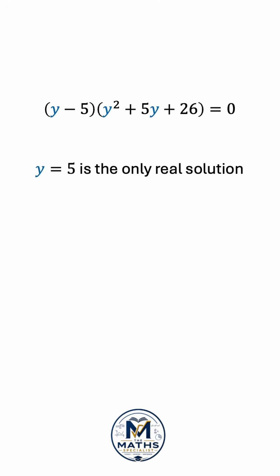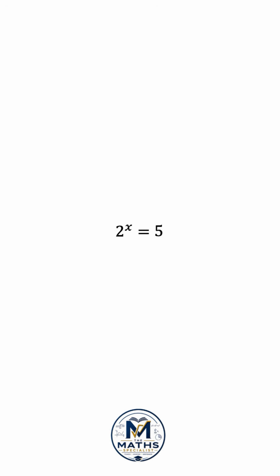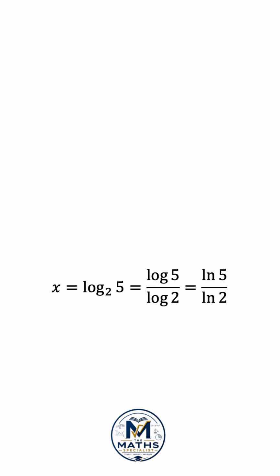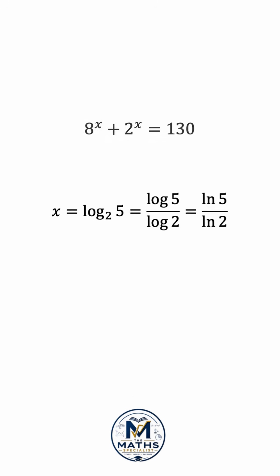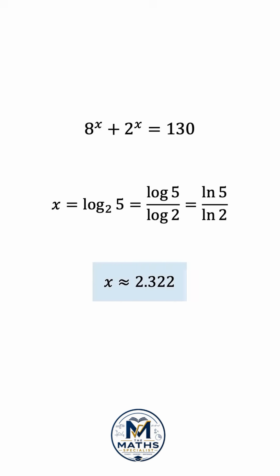Now, y was 2 to the x, remember? So if 2 to the x is equal to 5, then x itself is log base 2 of 5, or the ratio of logs base 10, or the ratio of natural logs, whichever way you like to express it. Ultimately, the answer is approximately 2.322. And that completes the problem.